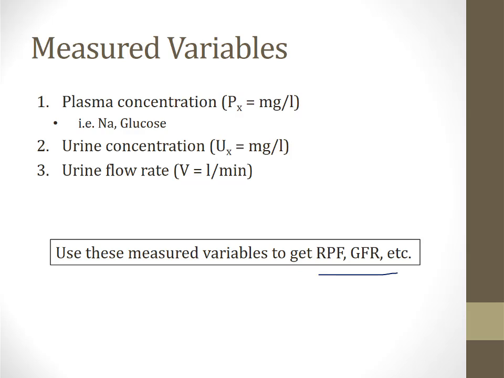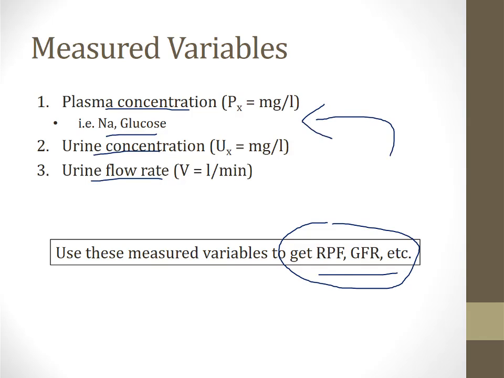So what we're going to try to do is take plasma concentration of certain substances like sodium and glucose, the urine concentration of those substances, and the urine flow rate, and use these to determine the renal plasma flow and glomerular filtration rate. These things are all relatively easy to obtain.